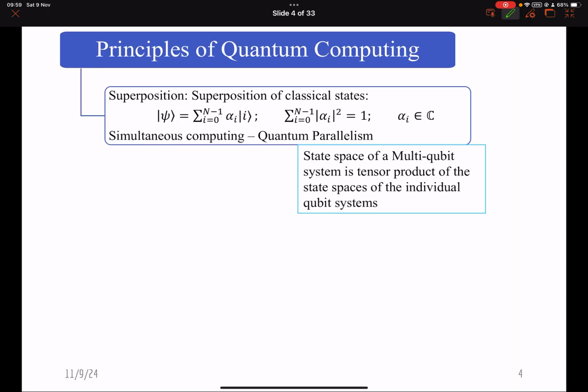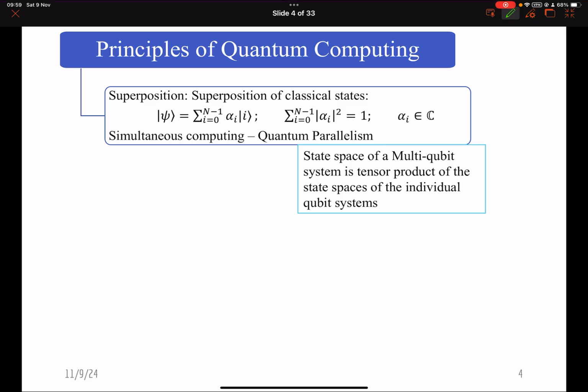Hope it's clear. So now we understand what superposition is, and how to represent the state space of a multi-qubit system: it's the tensor product of the individual qubit systems. Now, how is it helpful? How is it better than classical computing, or is it better? Can we even use it or not?